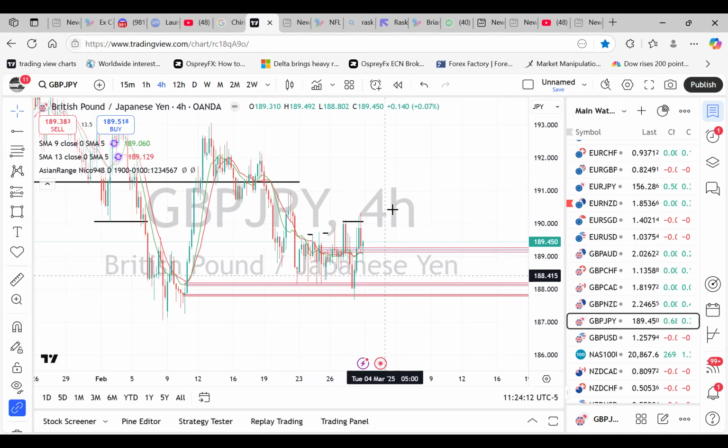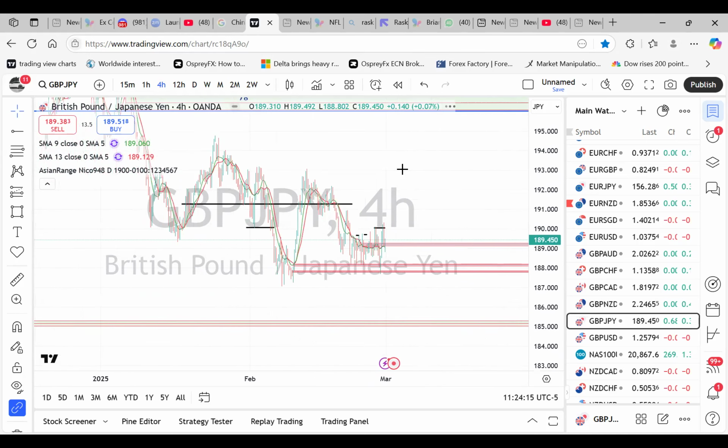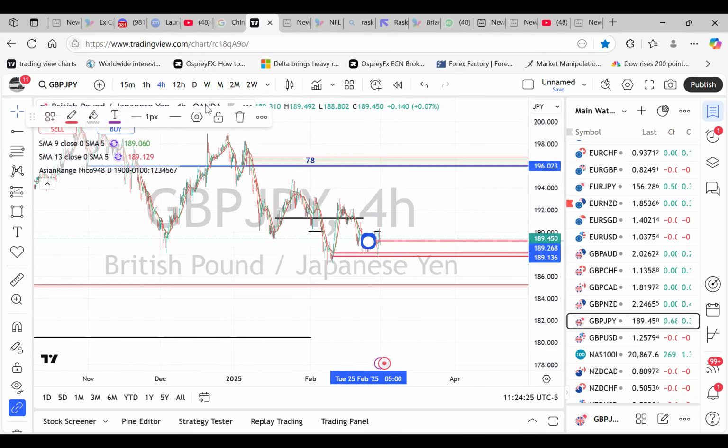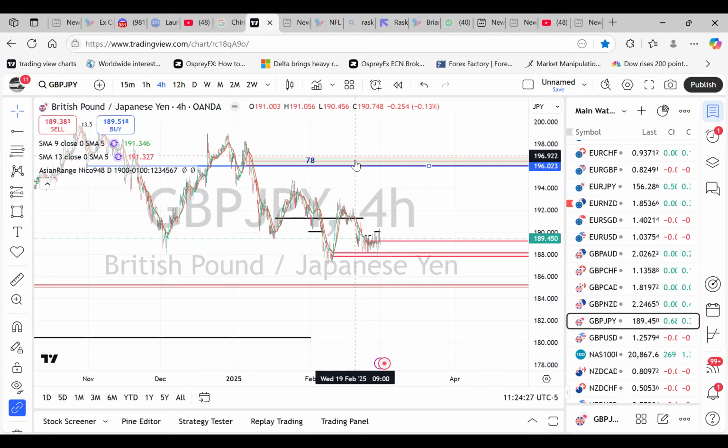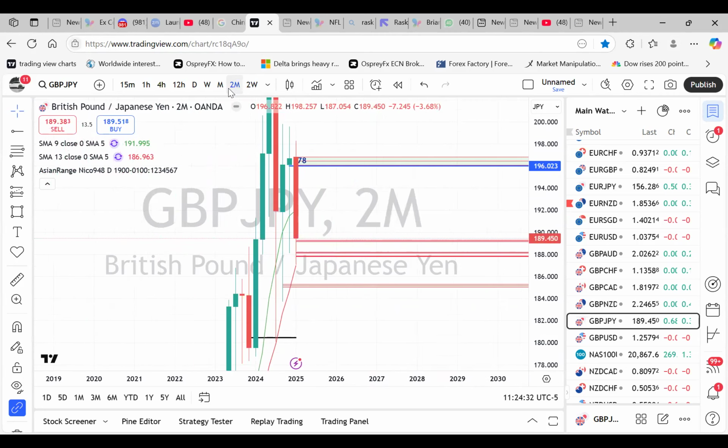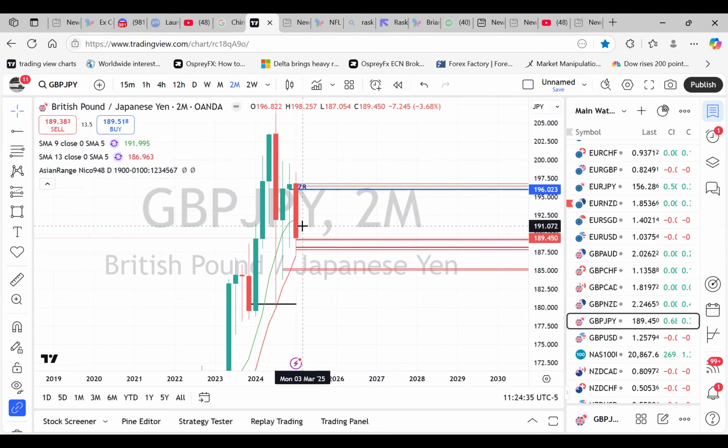Now we'll get a pullback to go higher. So everything kind of meshes, right? It works hand in hand. So you're going to get a pullback, more than likely to the 78 before we start selling, right? But everything is set up for you now that you can trade your pullback if you want to, or you can just wait, assuming that these highs are going to hold, right?